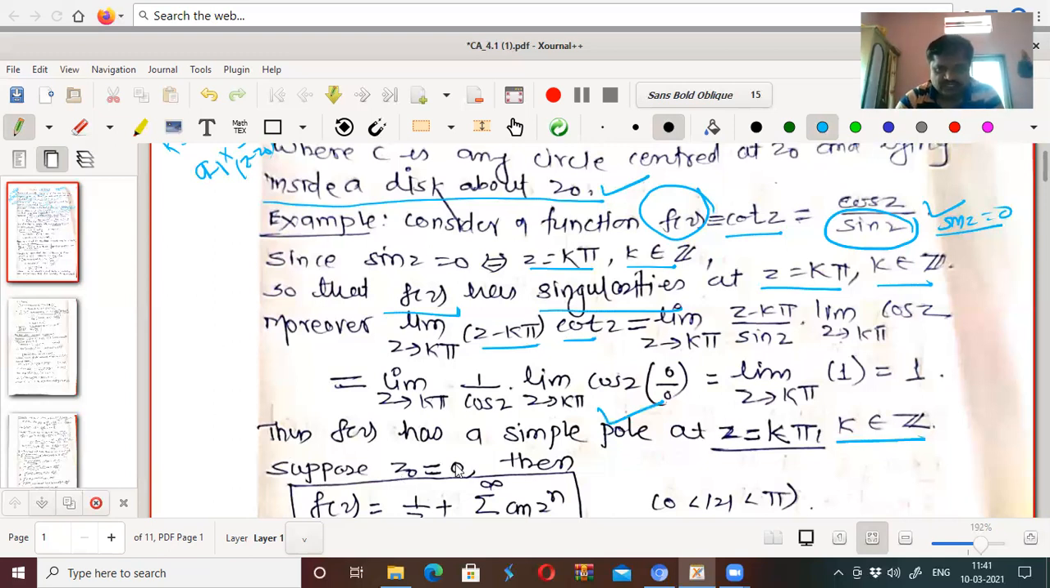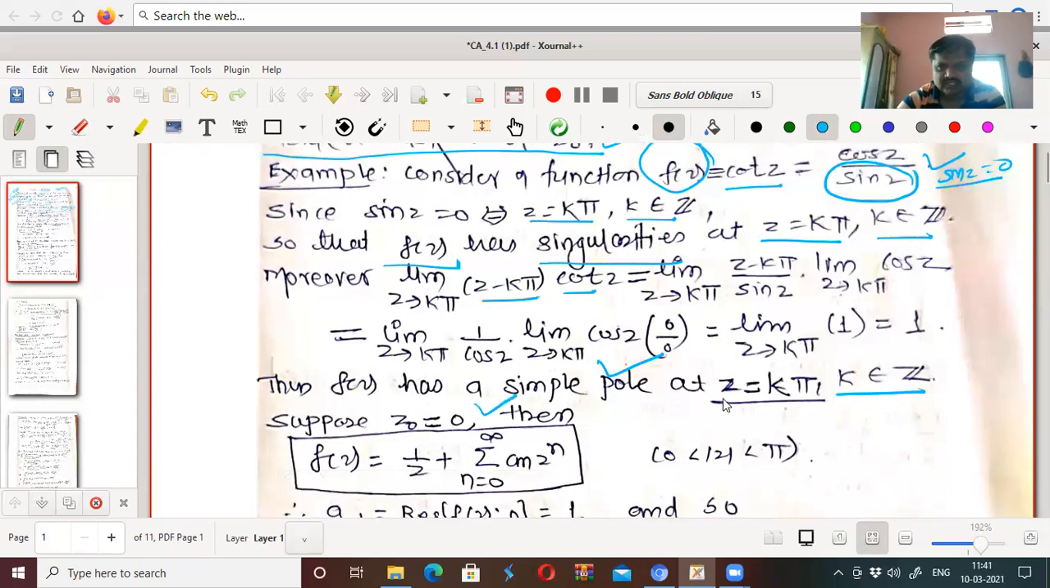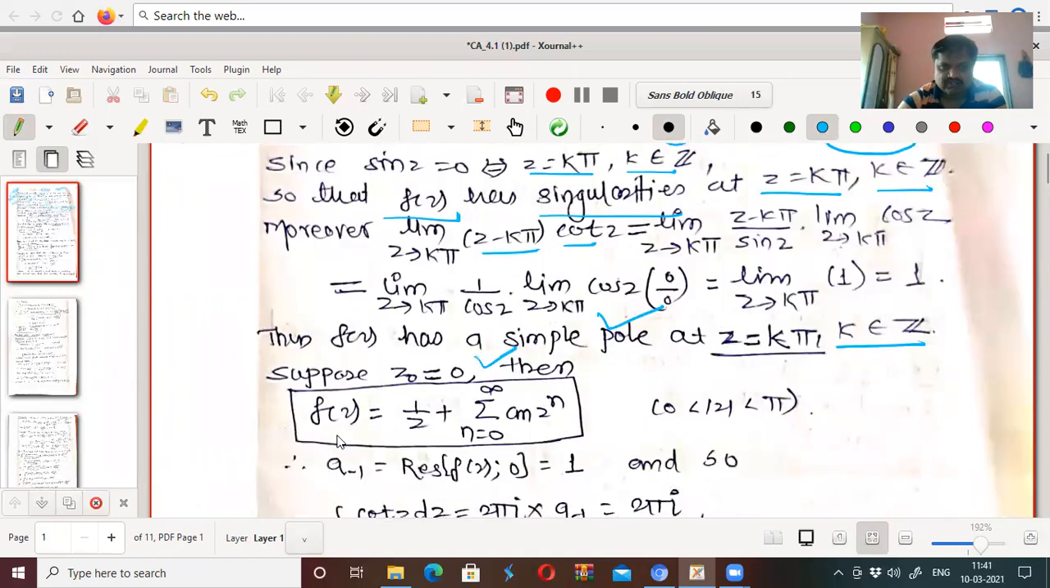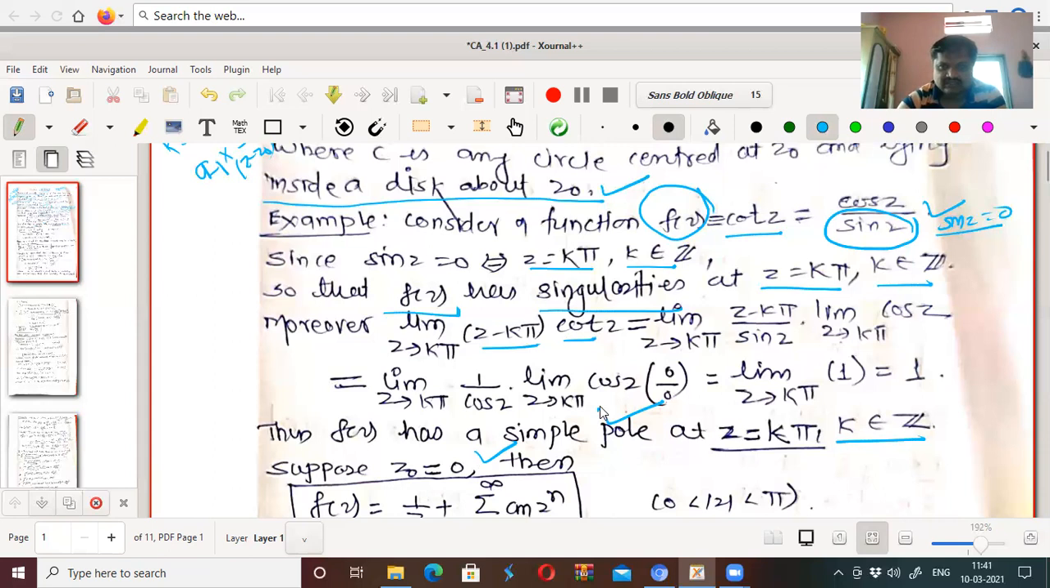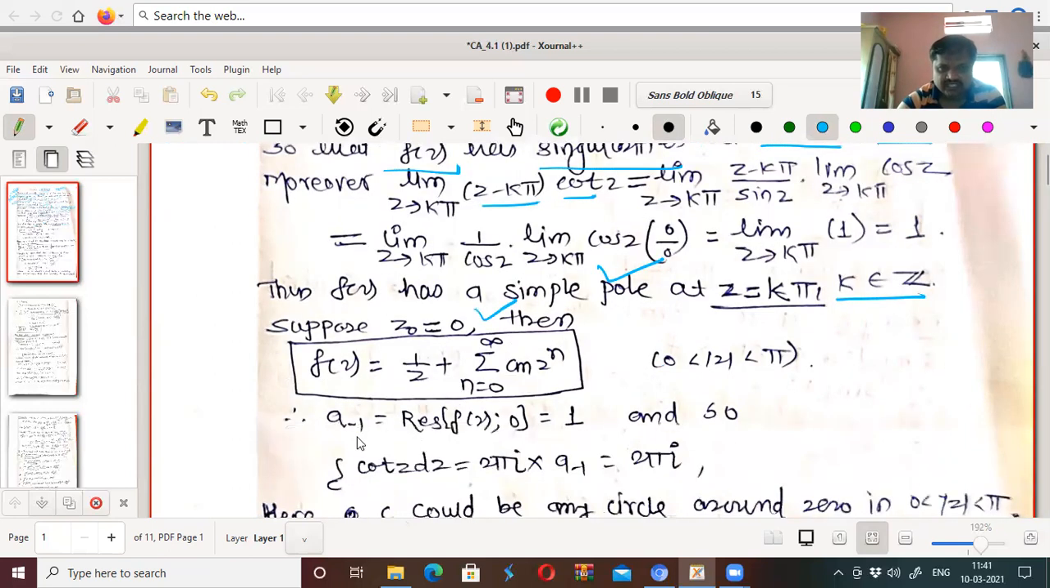Okay. Now suppose z0 equal to 0. What will happen? Let z0 equal to 0, then f of z can be written as 1 by z plus summation from n equal to 0 to infinity a n z raised to n. Why can we write it this way? Where a minus 1, which is the residue of f of z at 0, equals 1. What is the coefficient here? This one.